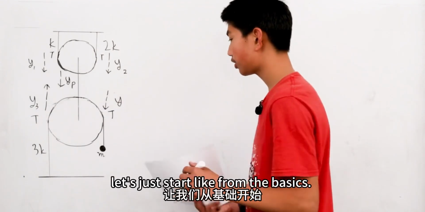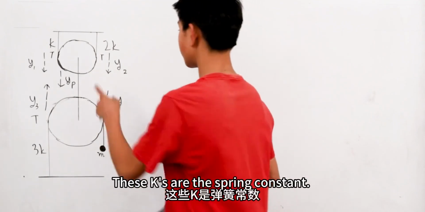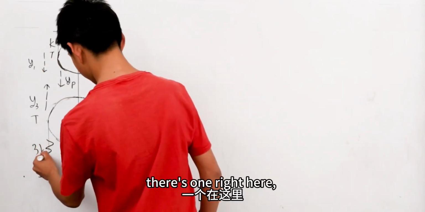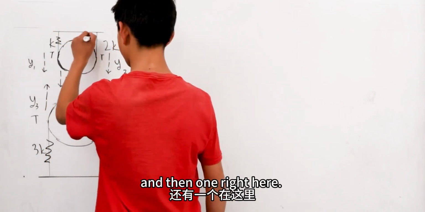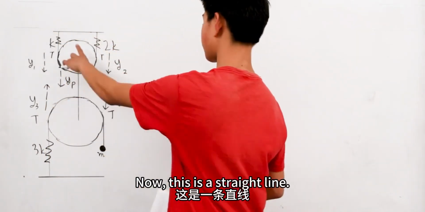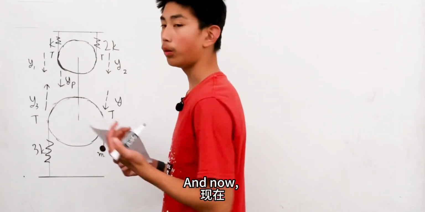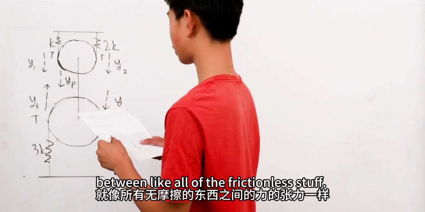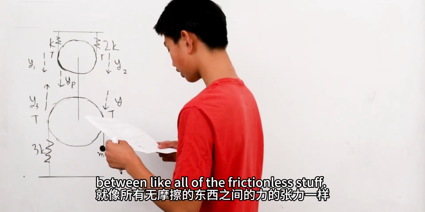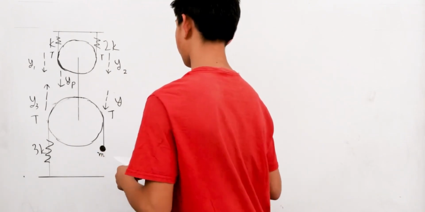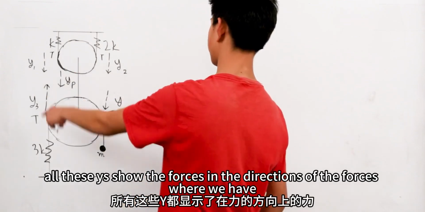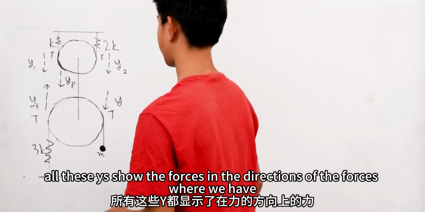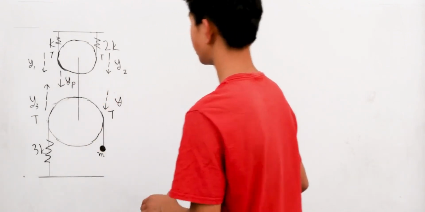Now, let's just start from the basics. These K's are the spring constants. These three springs: there's one right here, and then one right here. Now, this is a straight line, and all these T's show the tensions, the tensional forces in between all of the frictionless stuff. And now, all these Y's show the forces and the directions of the forces, where we have these two general forces.